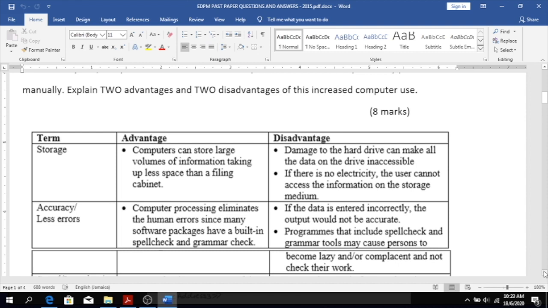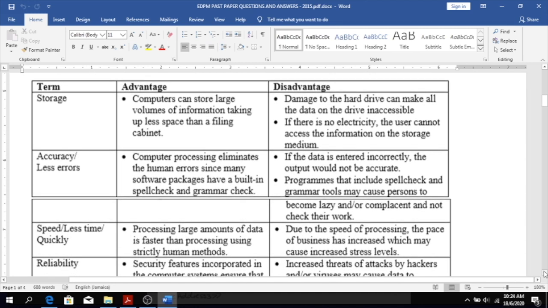The disadvantage now is that if the data is entered incorrectly, the output would not be accurate. Garbage in, garbage out. Another disadvantage: programs that include spell check and grammar check tools may cause persons to become lazy or complacent and not check their work. I am guilty of it at times. Sometimes I just do the correction and move on. It does let us become a bit lazy and complacent. I would say complacent in my case. All right, another term that we will look at is speed.